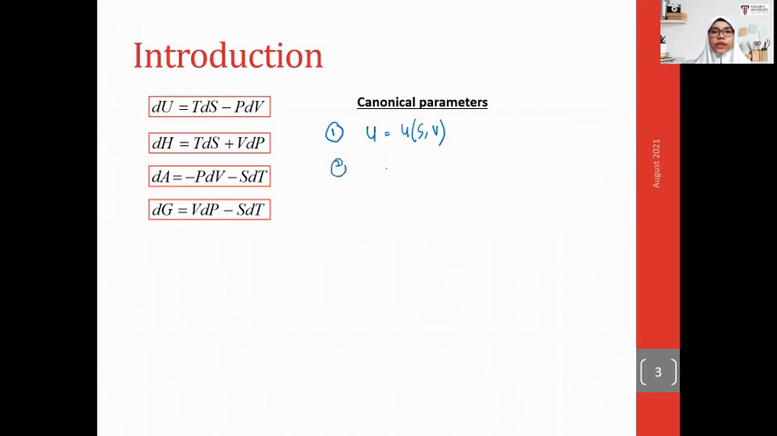For the second equation, we have enthalpy as a function of S and P. Helmholtz energy is a function of V and T, volume and temperature. And G is a function of P and T. Based on these canonical parameters, the easiest to use is the Gibbs energy, which is only a function of pressure and temperature, and pressure and temperature can be easily measured. The Gibbs energy is also known as the generating function for the other thermodynamic properties.